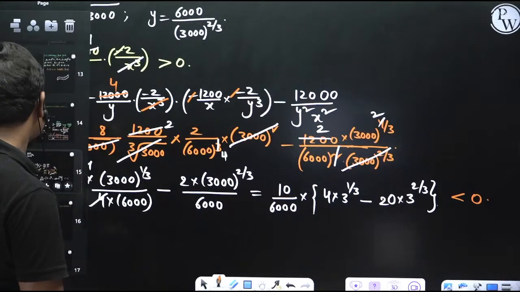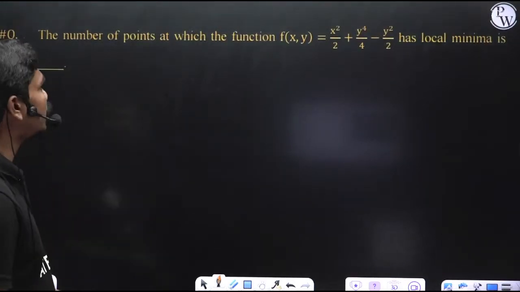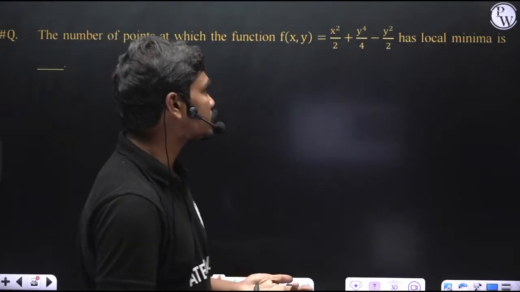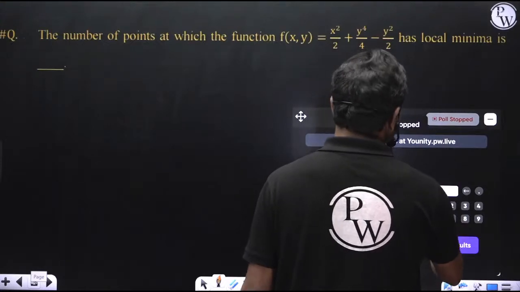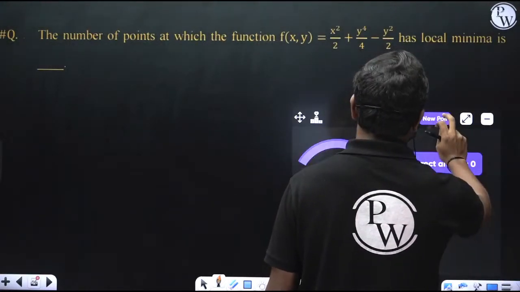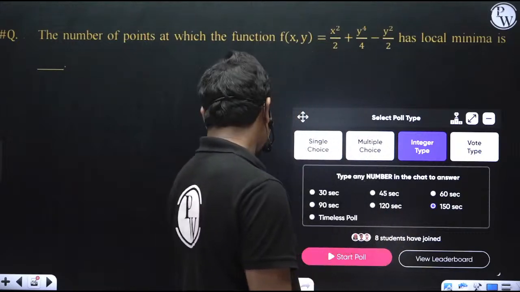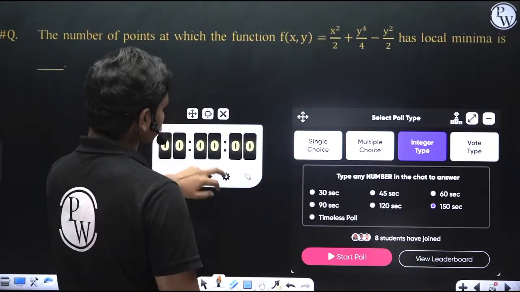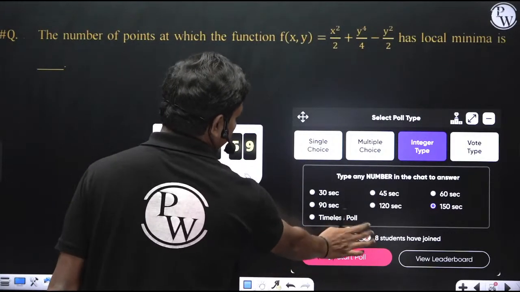So let's do this question. Calculate the number of points at which the function x square by 2 plus y power 4 by 4 minus y square by 2 has local minima. Come on, solve this question. Anyway, this question we are not able to enter, so let's see, integer type, and again I'll give you 3 minutes time maybe to work out. So please work out this question. 3 minutes. So solve this question actually.